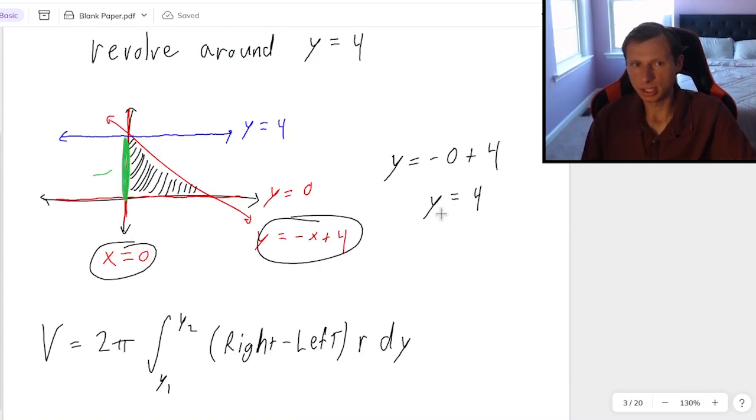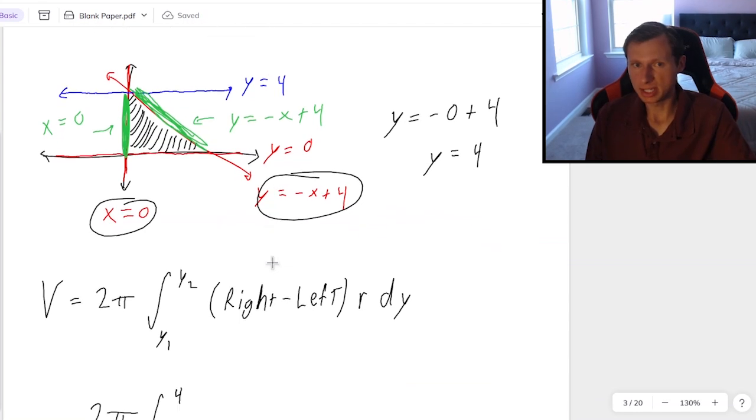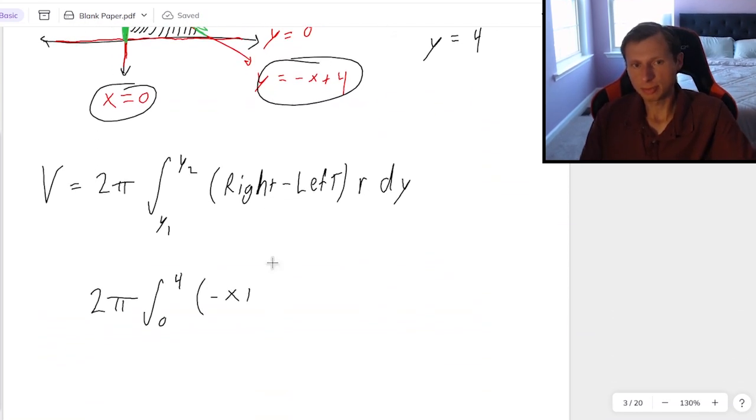I think the left function is easy to spot. The left function is just going to be x equals 0. The right function is that line right there, y equals negative x plus 4. So if I'm doing right minus left, it's just going to be negative x plus 4 minus 0. But wait, I tricked you. I hope you have a good eraser, because that is wrong.